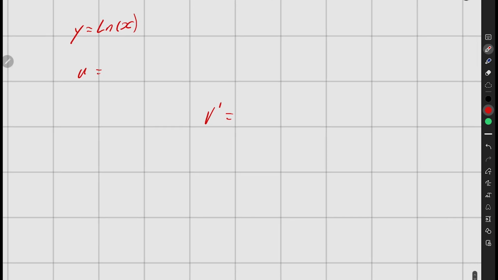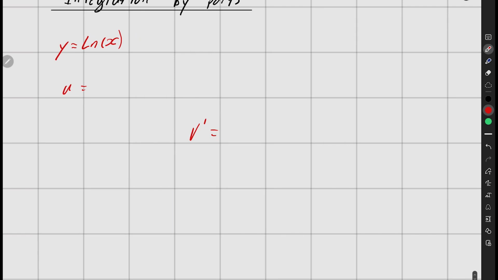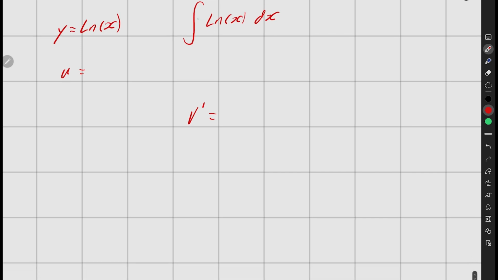So we need to set one function equal to u and one function equal to v dash so we can integrate this. So when we're trying to integrate natural log of x dx, you can imagine there will be a 1 out the front of that, but we just don't write it. There's always going to be a 1 out the front of ln x, and the same with any constant. So this is how we can solve this.